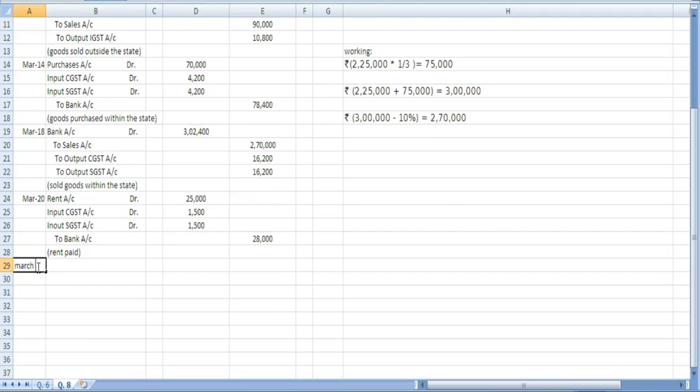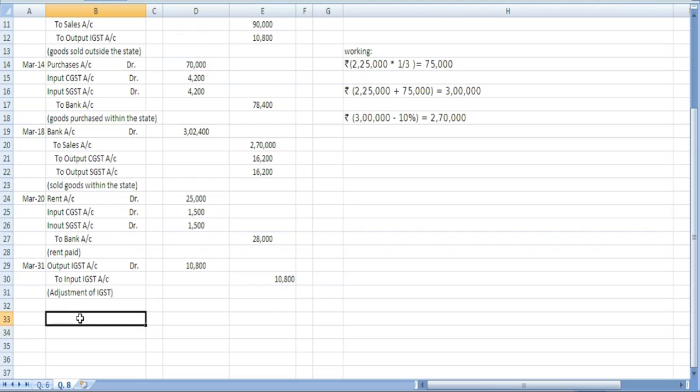So we'll write here March 31st, and then we'll write here output IGST account debit to input IGST account. What we have collected is 10,800 and 10,800. We'll write here adjustment of IGST.